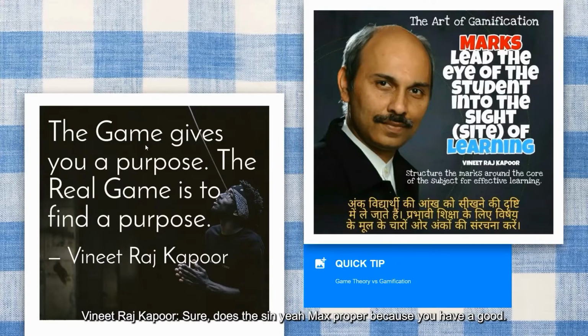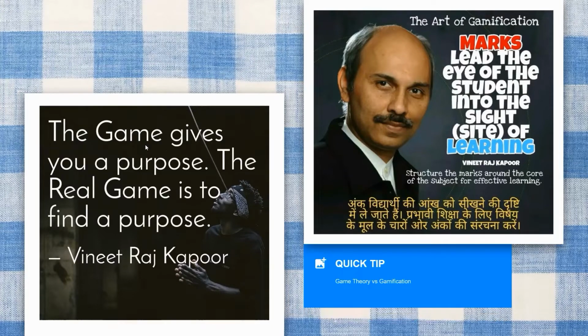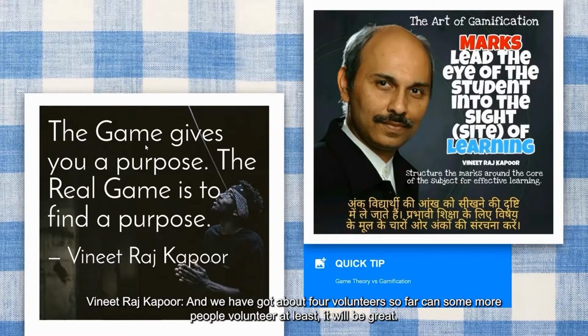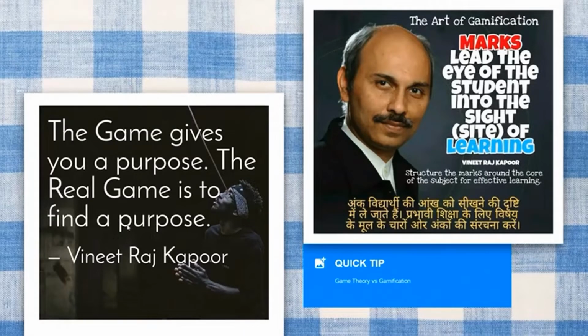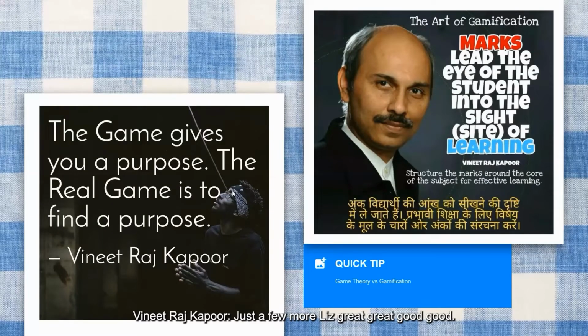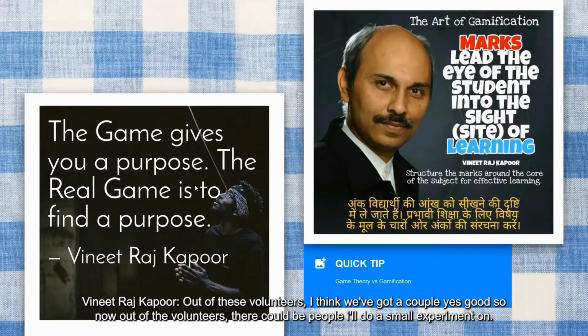Jasdeep Singh, yeah. Max Cropper, Bikramjit, yeah. We have got about 4 volunteers so far. Can some more people volunteer, please? It will be great. Amal, yeah, great, wonderful. Just a few more. Liz, great, good. Maureen, Nilu, good. So, out of these volunteers, I think we have got 8.